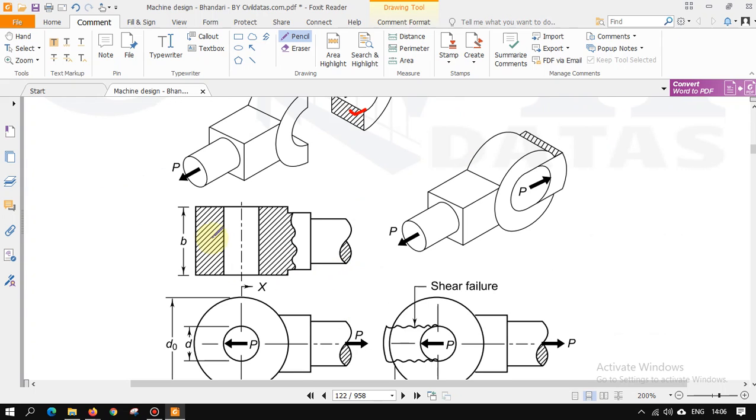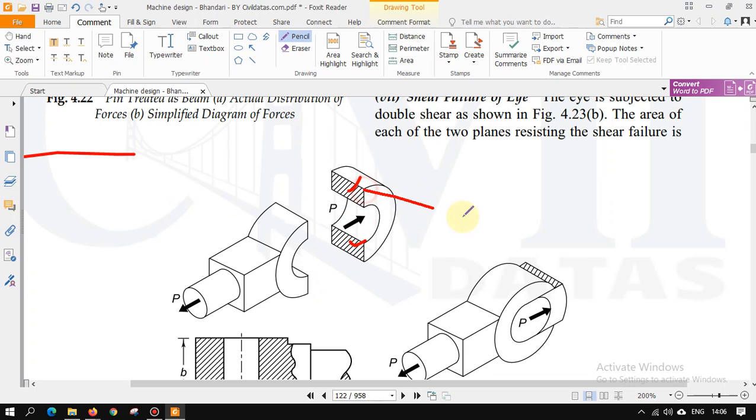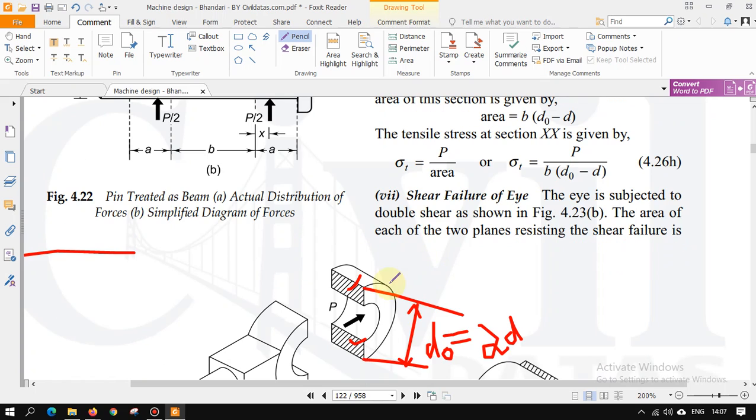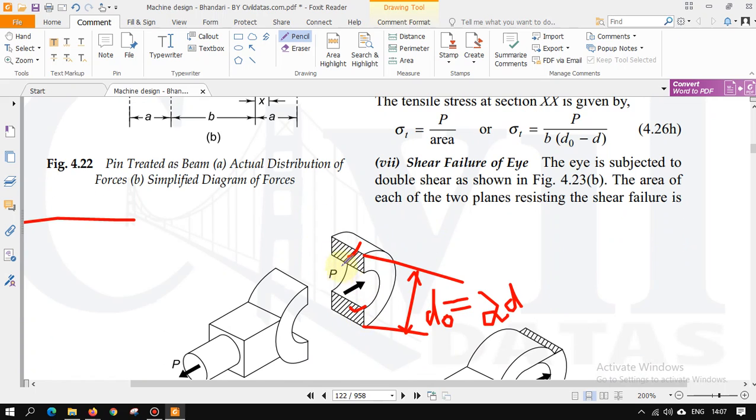From this point to this point it is d naught. Now you may ask, sir, what is the value of d naught? Do we have to find it out? No, it's not a big deal. d naught is equal to 2 times d. Since this is a rectangle, from this it is d naught, and from this it is d. Since it's an I end, this will be b.